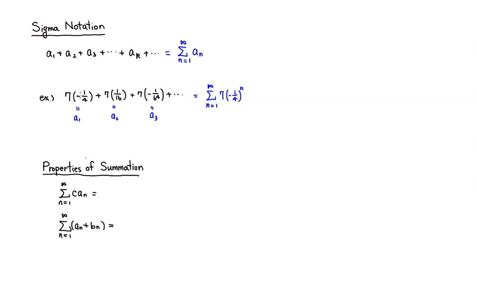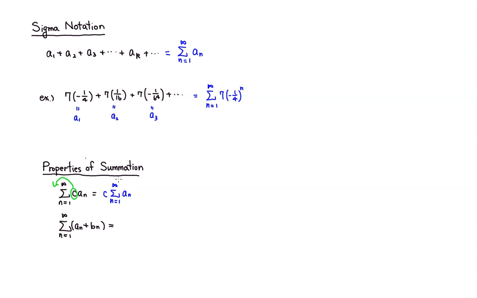There are a couple of properties I want to introduce now. There are more later. If you have a summation with a constant in front, then you can kick this constant outside. So we can put c in front. Then you have a summation, n goes from 1 to infinity of a_n. So you just have to compute that sum.